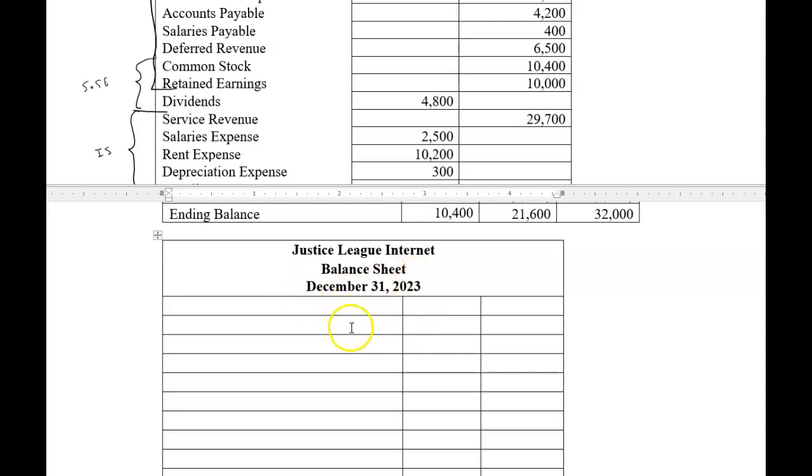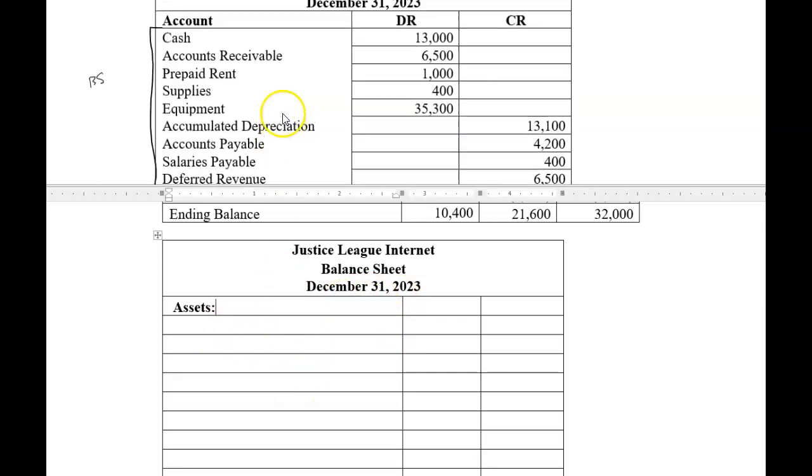Now, what goes on a balance sheet? Well, a balance sheet is nothing less than the accounting equation. Assets equals liabilities plus equity. We're going to do just a plain balance sheet here. We are not going to do a classified. A classified balance sheet would split your assets and liabilities into current and non-current. In other words, current is anything that will be consumed within a year. Non-current is anything that lasts beyond a year from the balance sheet date. We're just going to do a basic balance sheet.